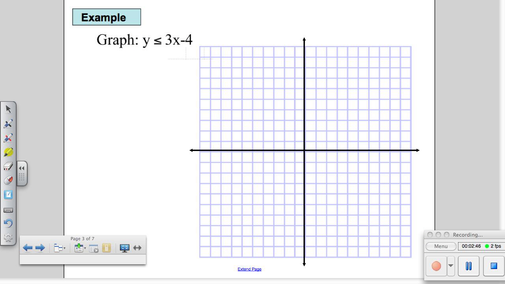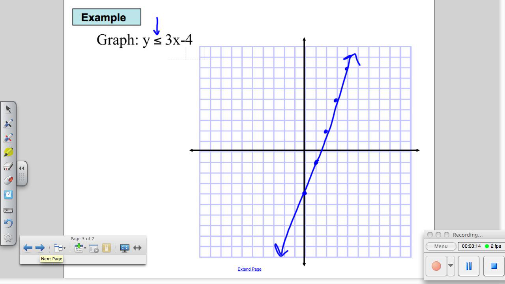Let's look at the next example. Again, we're going to graph the line as if it were equals. So we'll go to negative 4 on the y-intercept, and our slope is 3, so up 3 over 1. And now it's a greater than or equal to, so that means we get a solid line.